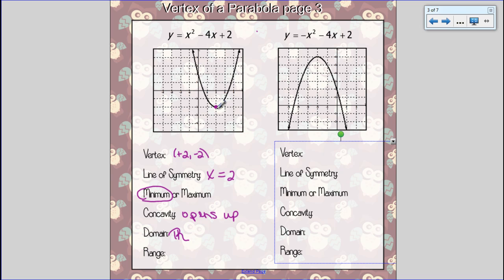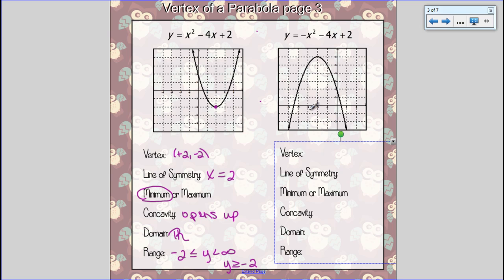Now the range starts here and goes up. So there's two ways to write it. I can either say that it goes from negative 2 to infinity, or I can say that it is all numbers greater than or equal to negative 2. Either one of those answers is correct, and you will see either one show up as an answer. So you need to understand they mean the same thing.